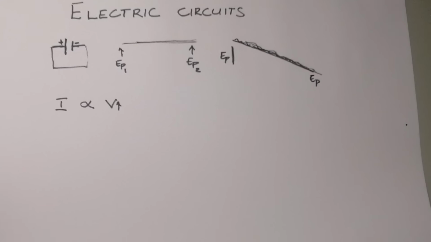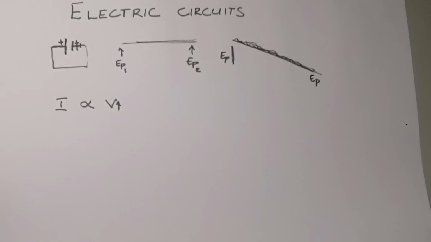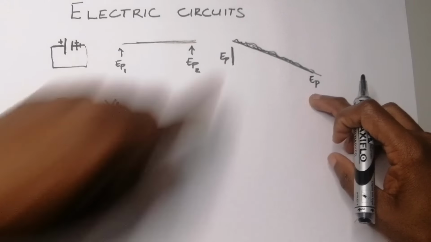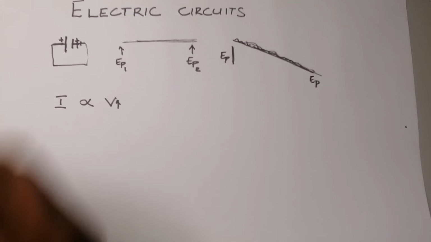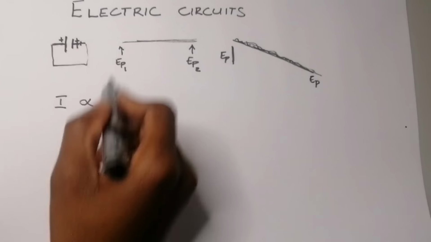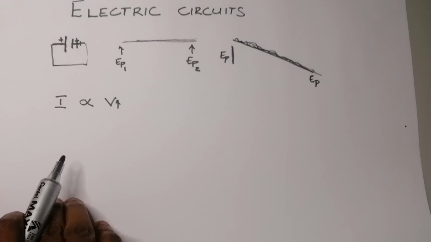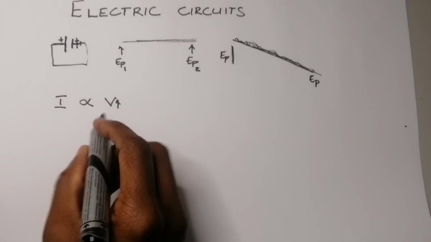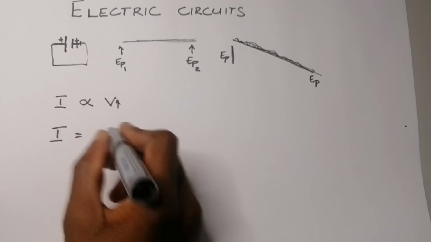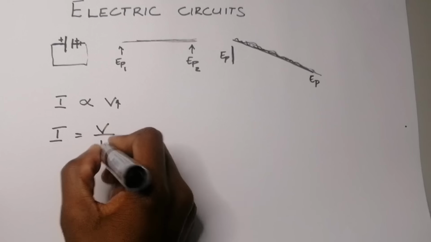And that's the reason why, if I put another battery there, what am I doing? I am increasing the potential. I'm making it steeper, right? So what happens? The more potential difference, the greater the amount of current that will be flowing. And that's simply what Ohm's law is saying. So in actual fact, what we are going to have is I equals V over R.